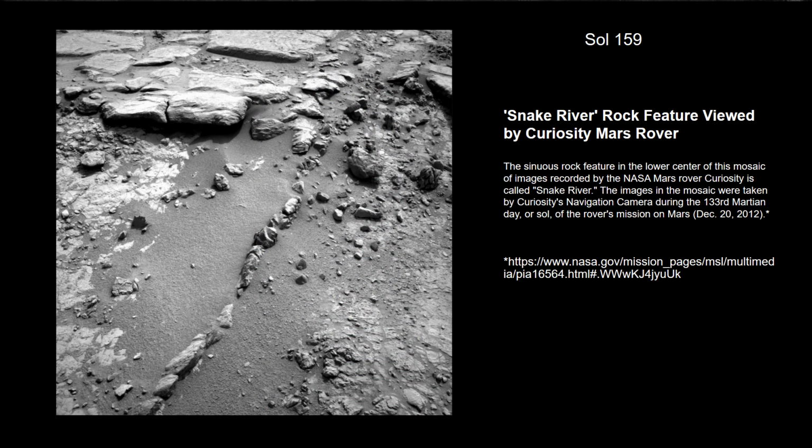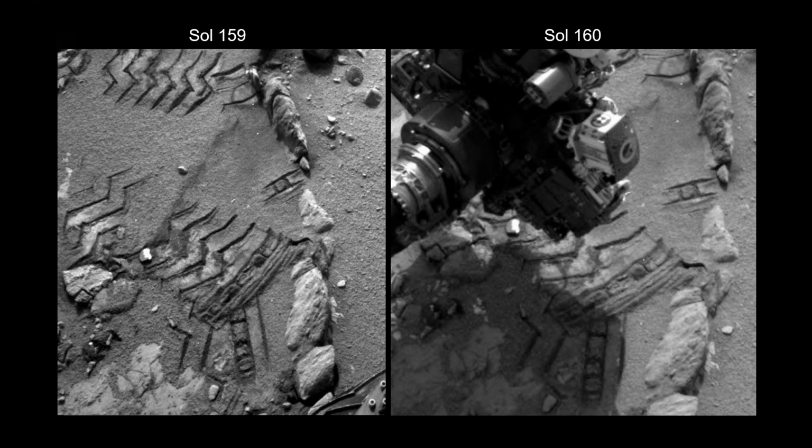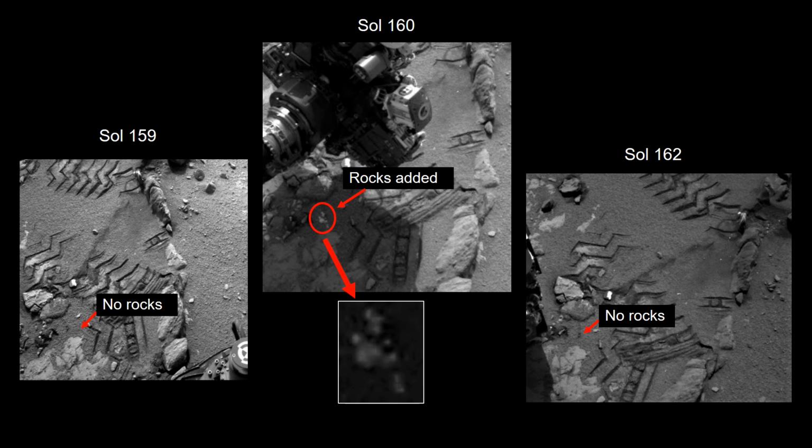This location was nicknamed Snake River by NASA, and Curiosity explored this site for 2 weeks. This comparison of 2 images from the same location taken on Sol 159 and Sol 160 shows some interesting anomalies. Except for the addition of Curiosity's turret, these images should be identical. When the 3 images are studied together, we can see where a small grouping of rocks was added on Sol 160.